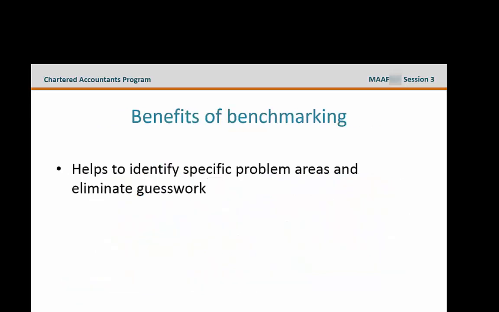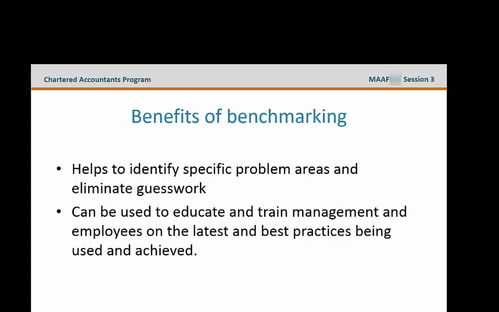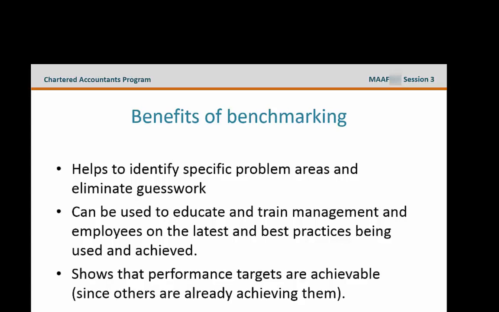This slide covers the benefits of benchmarking. The first one being that benchmarking helps to identify specific problem areas and eliminate guesswork. It also can be used to educate and train management and employees on the latest and best practices being used elsewhere. And benchmarking shows that performance targets which have been set are achievable since others are already achieving them.